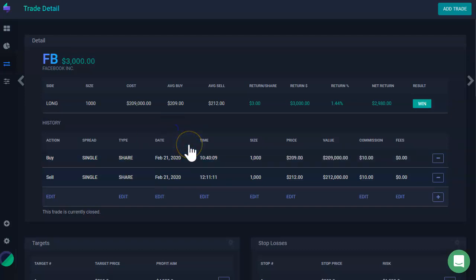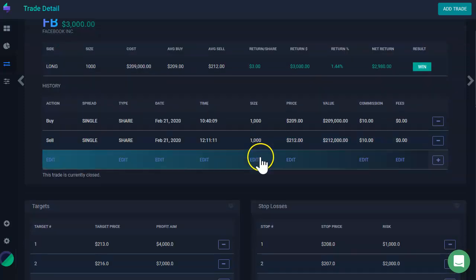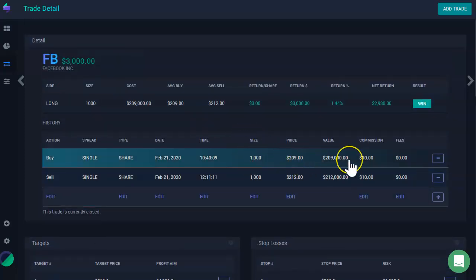The date that the execution took place, the time that the execution took place, the size of the execution, the price of the execution, the value, which is how much did it cost you this trade. So we multiply the size times the price that gives you the value, and then the commission, okay? And then the fees. So that is the trade history here.